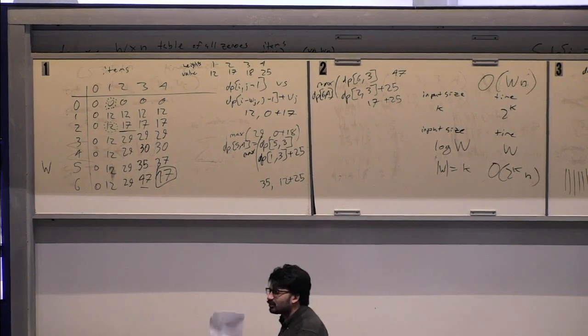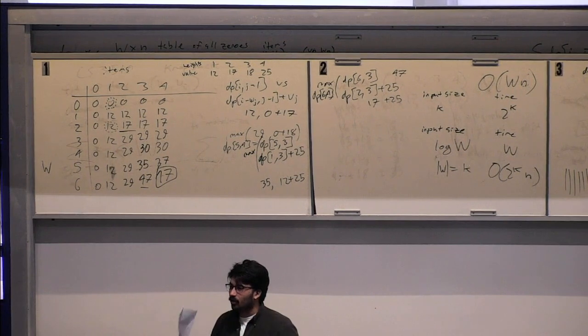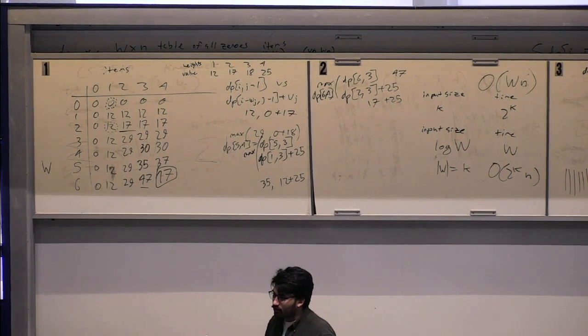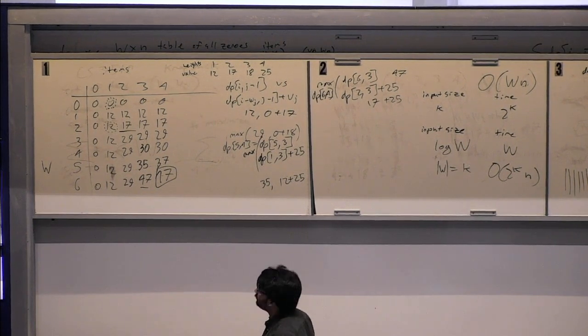No, you can't consider item 3 because it is weight 3. So the max you can steal is either item 1 or item 2, but not both. And you can also choose to steal neither. Well, I don't know why you would do that. But the max of that is just simply going to be the weight of item 2 itself, which is going to be 17.